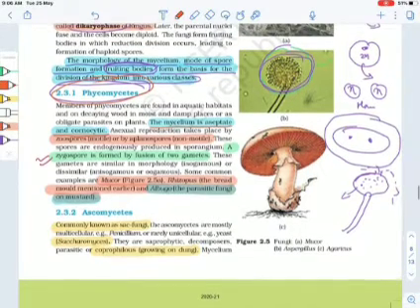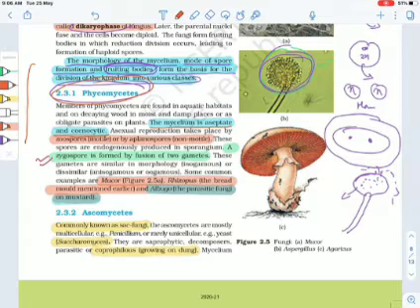The mycelium of this is aseptate and coenocytic. That means if this is a mycelium, then it is cylindrical, there are no septa, and coenocytic means multinucleated. Asexual reproduction takes place by zoospores or by planospores. Remember the spores: zoospores or planospores.